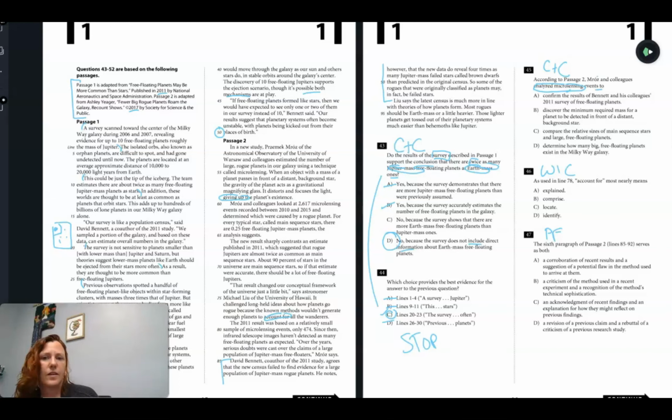In a new study, Mroz and his colleagues estimated the number of large rogue planets in our galaxy using a technique called microlensing. When an object with a mass of a planet passes in front of a distant background star, the gravity of the star acts as a gravitational magnifying glass, distorts and focuses the light, giving up the planet's existence.